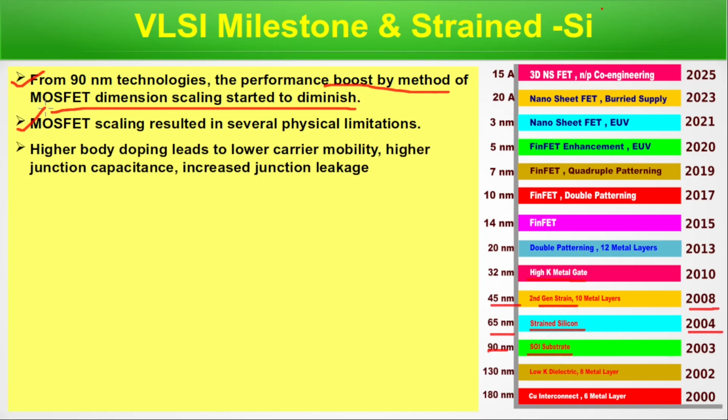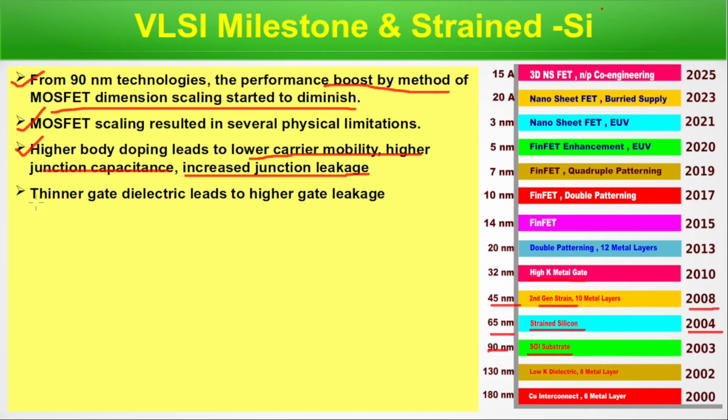Now higher body doping leads to lower carrier mobility, higher junction capacitance, increased junction leakage. Keeping the gate voltage same, if we use body doping, that is the substrate body, that if we increase the doping to get more free carriers at the same voltage, then that does not increase the mobility, rather it decreases the mobility, and that creates high junction capacitance and junction leakage. So more junction capacitance means more delay in switching, and increased junction leakage means whatever benefit we were trying to get is all gone through this leakage.